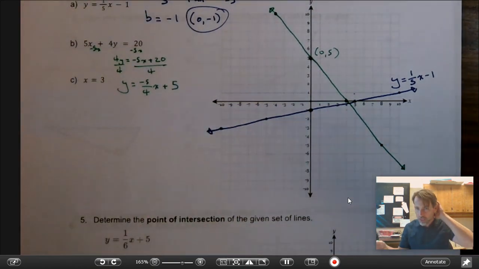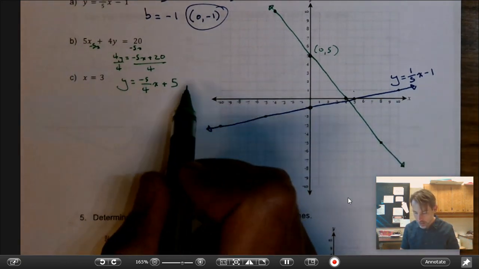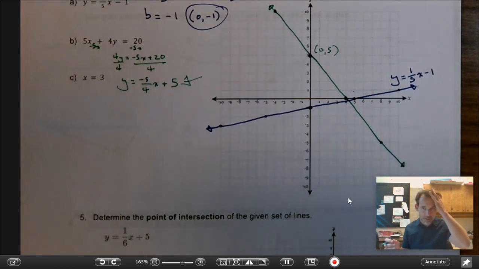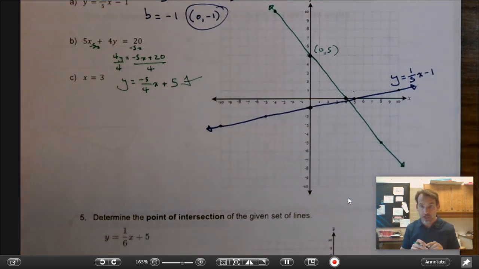Different methods give you different ways of checking your answer too. I would probably do this. I probably wouldn't do intercepts, but it's a nice trick to check. The good points to check are your intercepts.